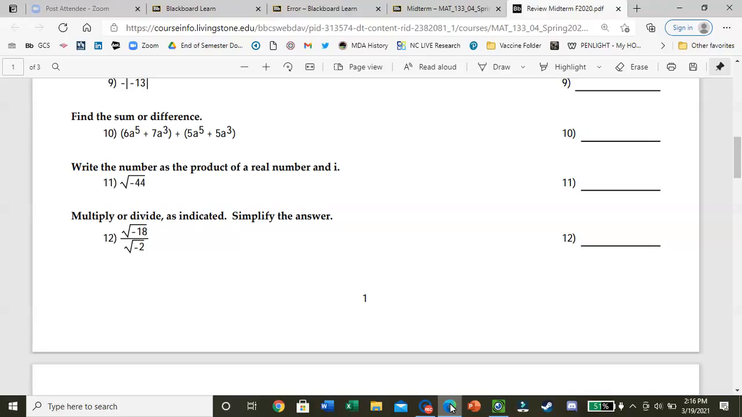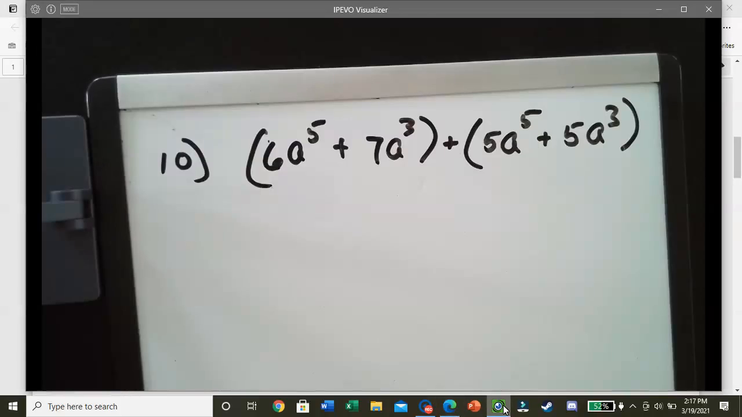And this is problem 10. And we've got 6a to the 5th, plus 7a to the 3rd, close the parentheses, plus 5a to the 5th, plus 5a to the 3rd. Okay, and we want to find the sum or difference of that. Okay, we can only add.